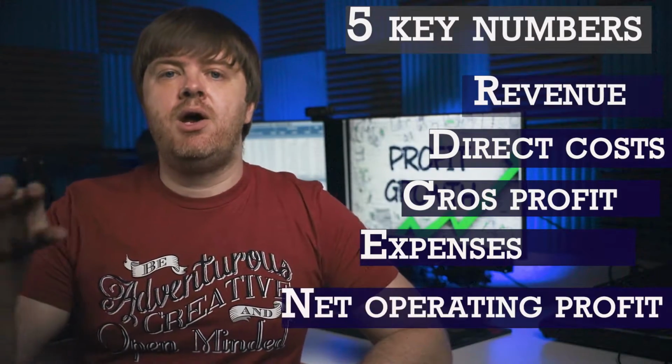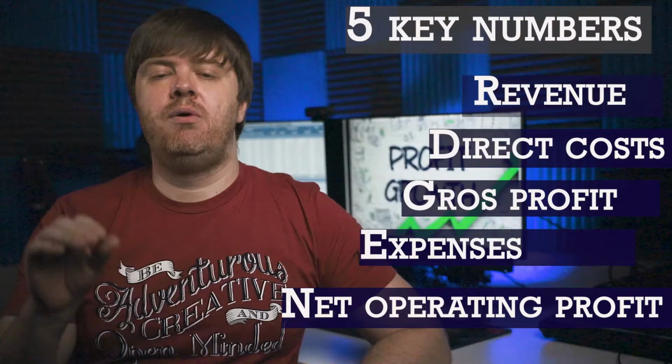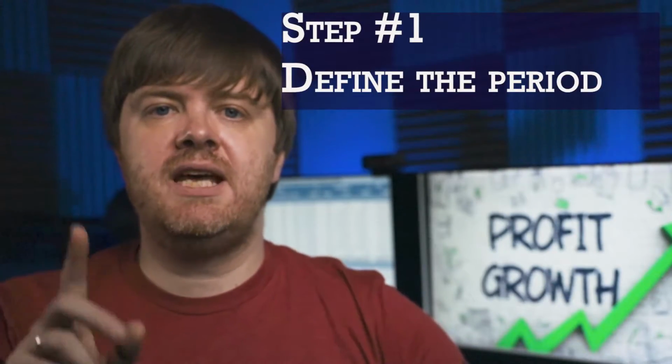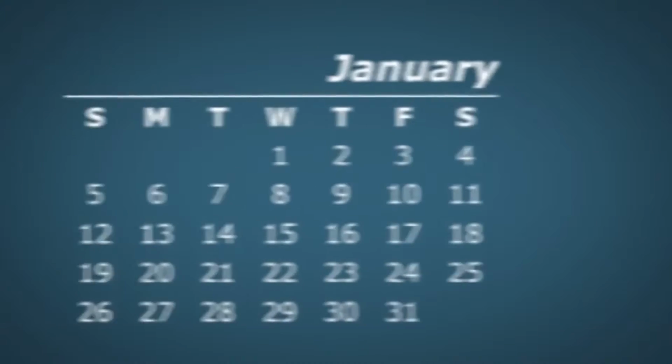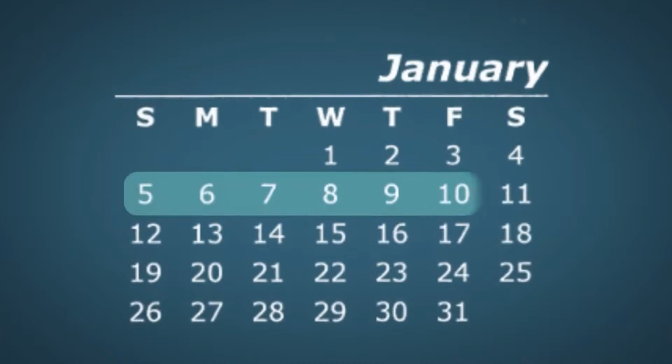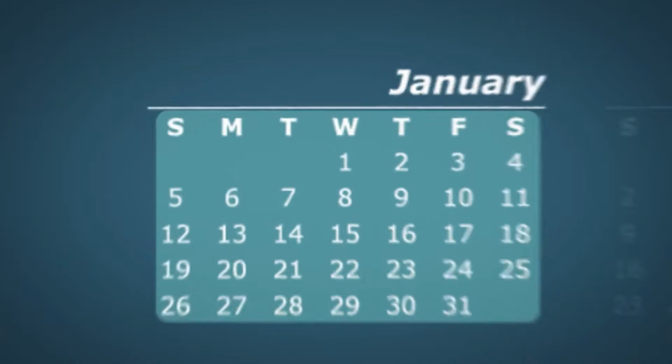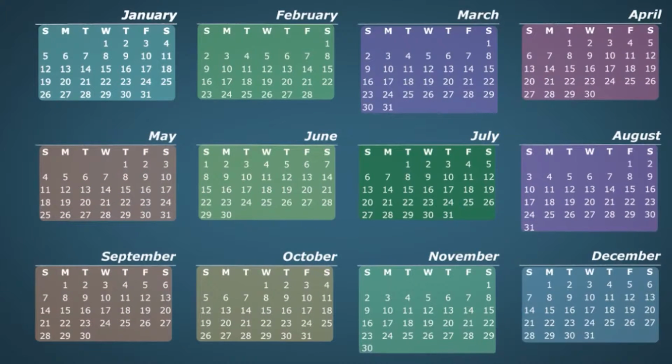And the bottom line of your business will be net operating profit. How to make a profit and loss statement? The first step, define the period you will calculate your profit. The best options are 1 month, 3 months, a quarter, or 1 year.